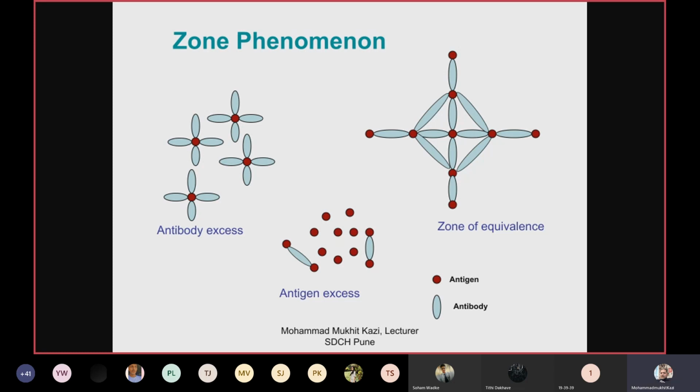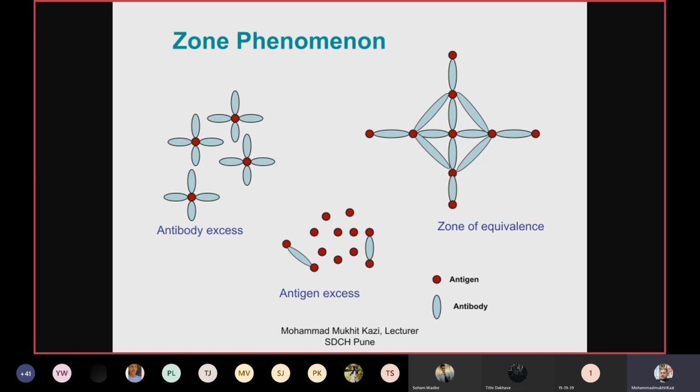And in the post zone, antibodies are more. Now the disease has occurred and you have ample amount of antibodies, but there is no antigen. Antigen is already neutralized. So you will get the post-zone phenomenon. What is the pre-zone phenomenon? Antigen is in excess. And what is the post-zone phenomenon? Antibodies in excess.